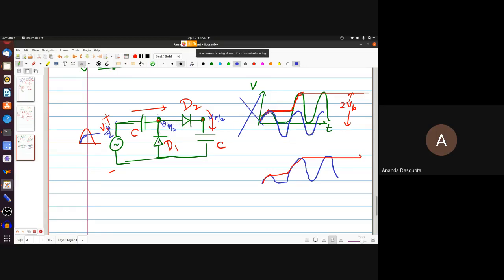But what will happen to this? Notice that the voltage across this capacitor is Vp by 2, right? And this voltage has gone below Vp by 2, which means the voltage here is actually negative. This voltage is smaller than the voltage across the capacitor, which means this diode is now forward biased. So this capacitor will now start following the input and come down.